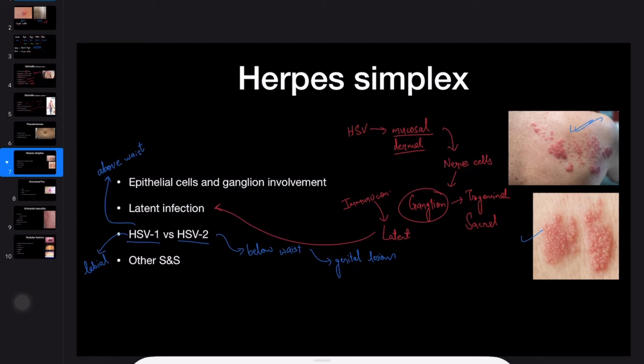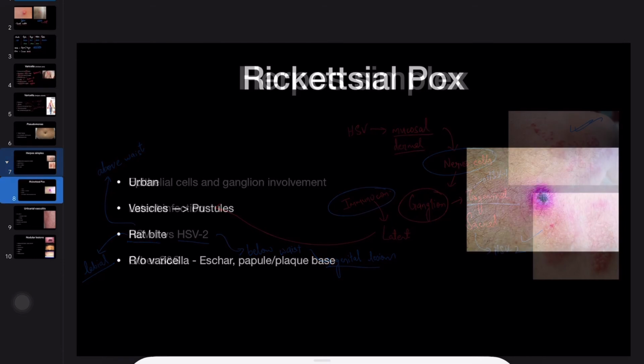The things you need to remember is that it travels via the nerve cells and that it stays in the trigeminal ganglion in case of HSV1 infection, and in the sacral ganglion in the case of HSV2 infection, and that it is reactivated in immunocompromised state. It affects the labial mucosa in case of HSV1 and the genitals in HSV2, and that closes up herpes simplex.